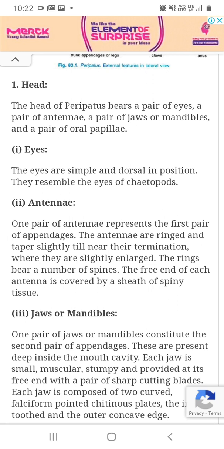Eyes. Eyes are simple and dorsal in position. They resemble the eyes of chaetopods.